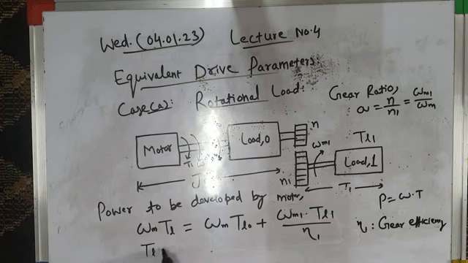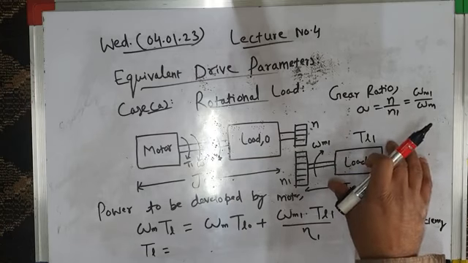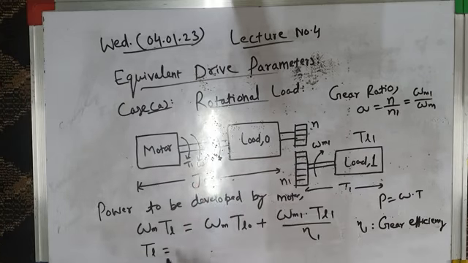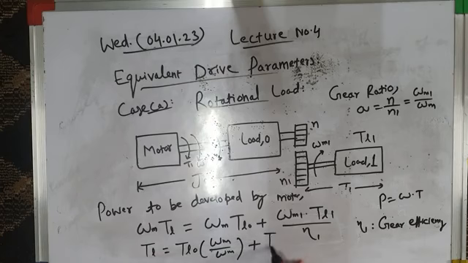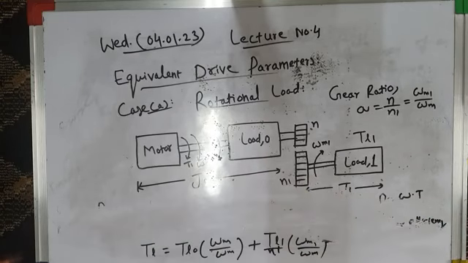So TL, the total load torque, is equal to the load torque of load 0 plus the load torque of load 1, and this is equal to TL naught into omega m divided by omega m, plus TL1 by eta 1 into omega m1 by omega m, right? So from this we can get the total load torque.